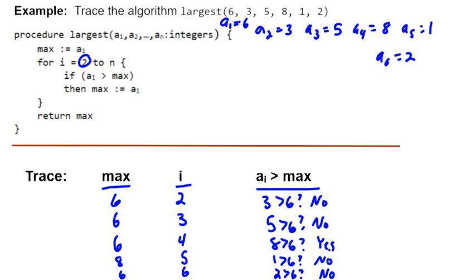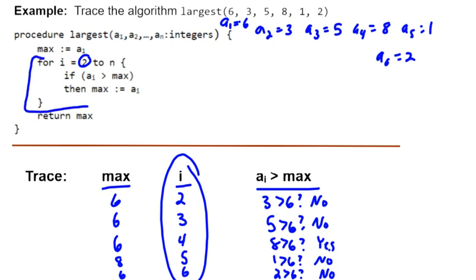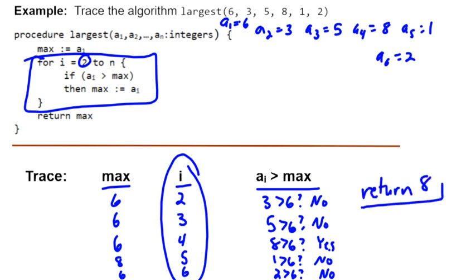At this point, i has finished going through all the values in the list. We've made it to n, so the loop is going to stop. This loop is now done. So we return the value 8. 8 is the largest value in the list. Now I would imagine all of us could look at this list and see that, but we need to be able to trace it step by step on paper.